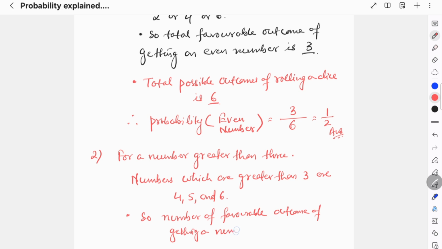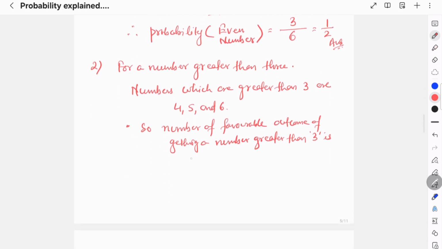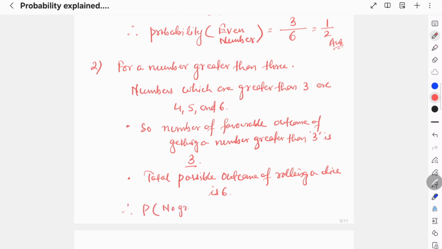So the number of favorable outcome for getting a number which is greater than 3 is 3. And we know the total number of possible outcomes for rolling a dice is 6. So the probability of getting a number which is greater than 3 is 1 by 2. That is our answer.